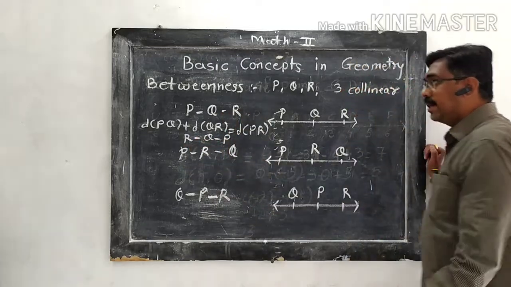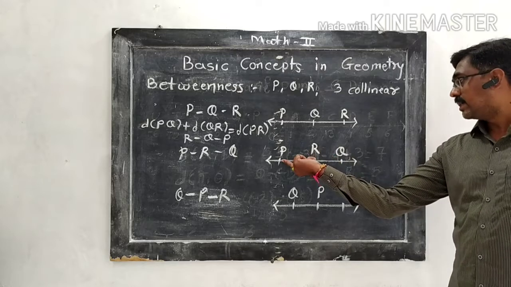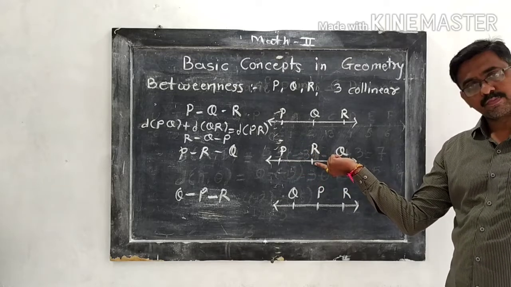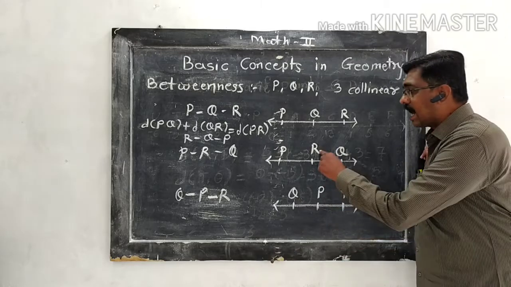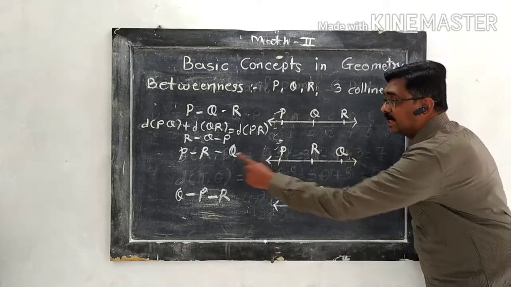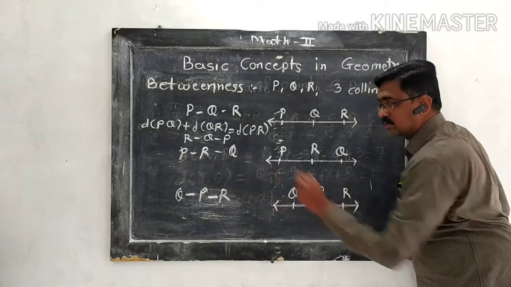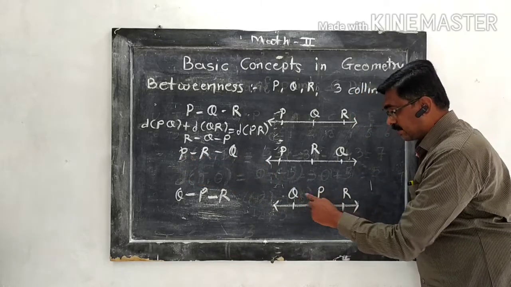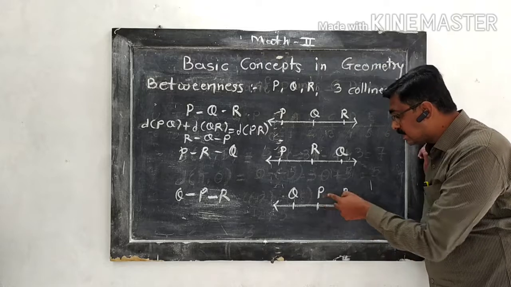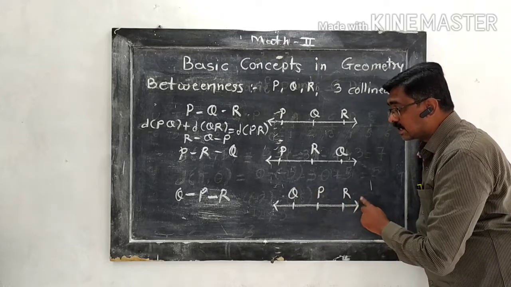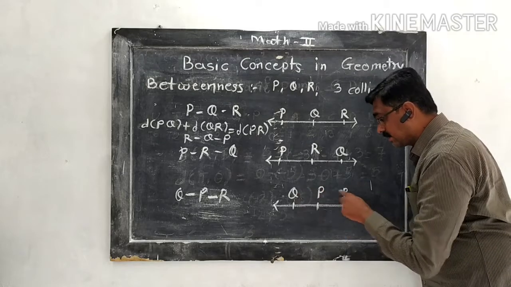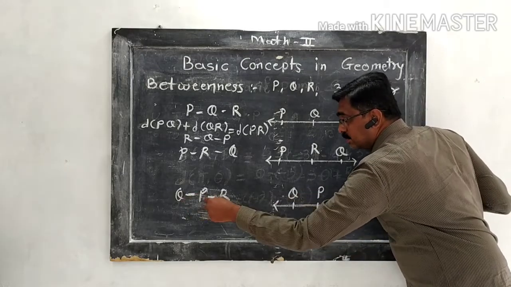If the distance PR plus RQ equals PQ, then we can say R is in between P and Q, and it is shown by P-R-Q. Also, if distance QP plus distance PR equals distance QR, then we can say P lies between Q and R. It is shown by Q-P-R.